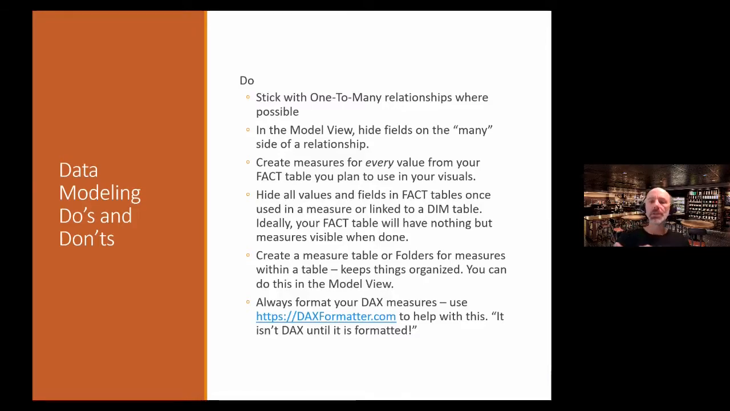You hide them once you've created the measures or link to them in your dimension table. In a really ideal star schema, your fact table will have nothing but measures visible when you're done. That doesn't always happen. In fact, I would say it rarely happens. Sometimes there's fields in there you need, but usually anything you're analyzing, create an explicit measure for it. Even if it's a very simple sum of sales, bracket sales for the sales field, create that explicit measure.